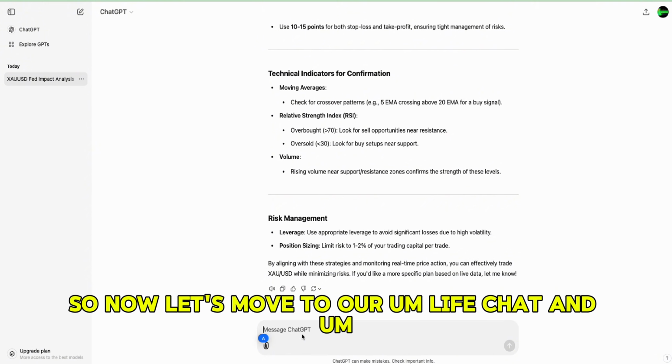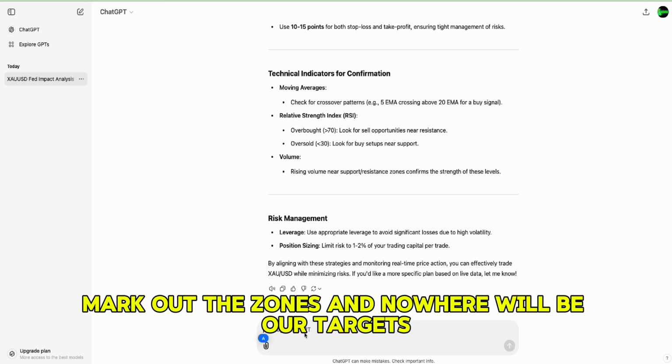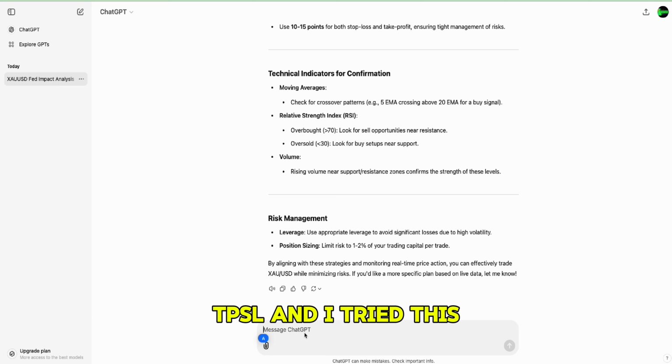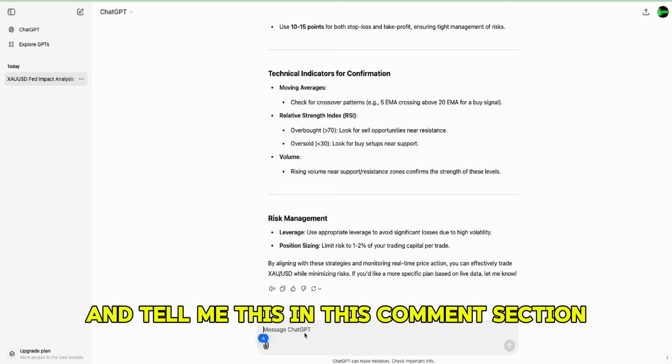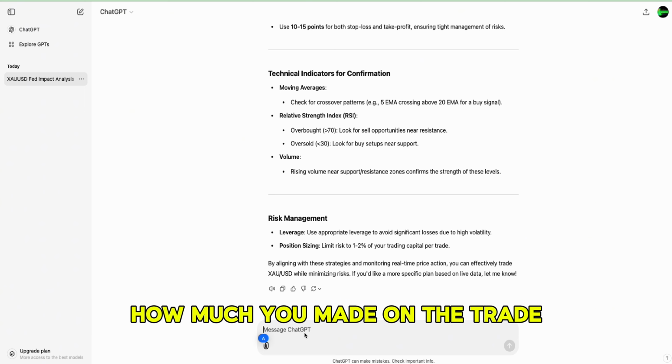So now let's move to our live chart and mark out these zones and know where will be our target, TP, SL, and try this, like I said, on your demo account and tell me in the comment section how much you made on the trade.